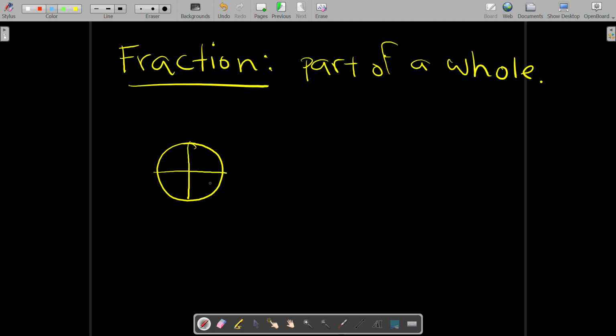Okay. And this part of the pizza has pepperoni. And this part of the pizza has cheese. So now if we look at our whole, what's our whole? Our whole is we have 4 slices in total. So that's our whole. So we would write it like this.